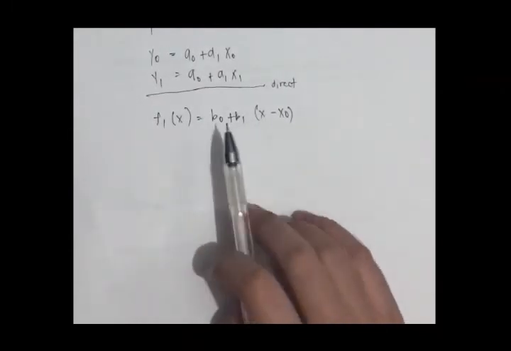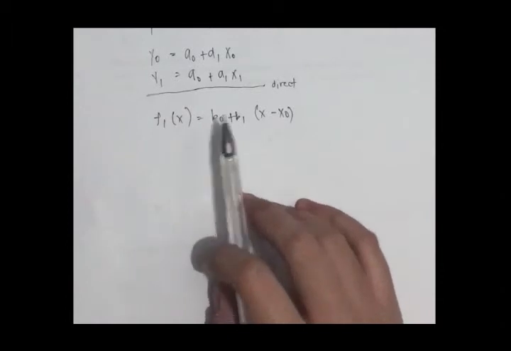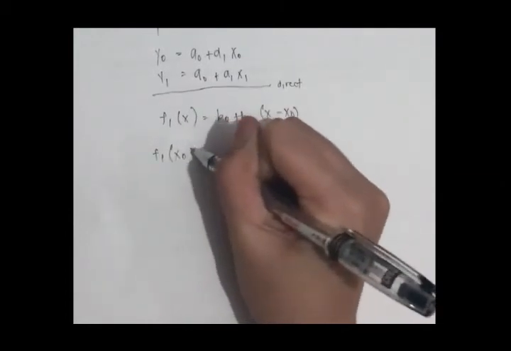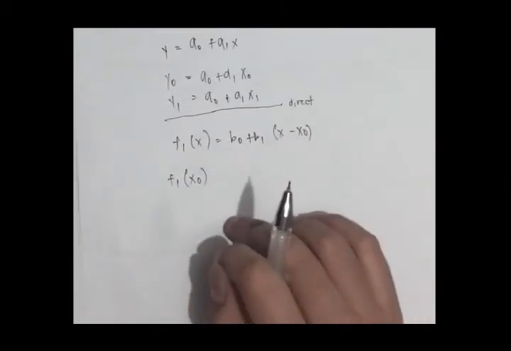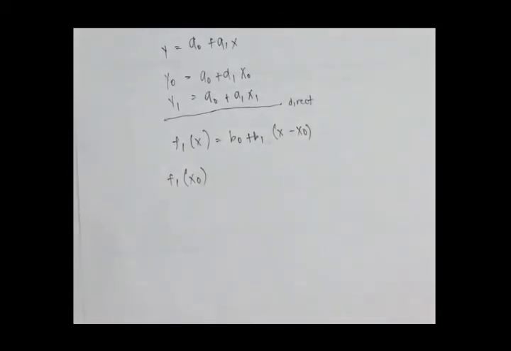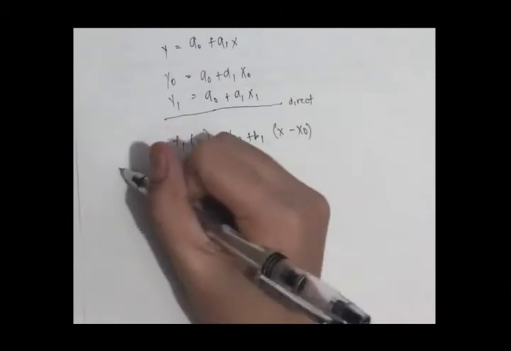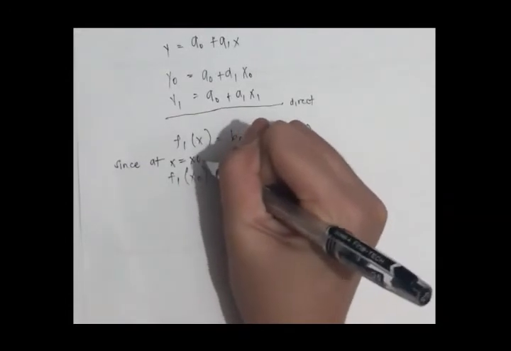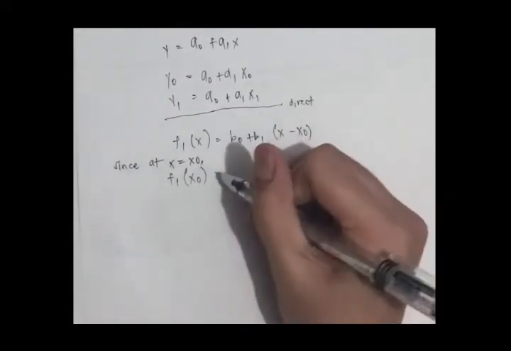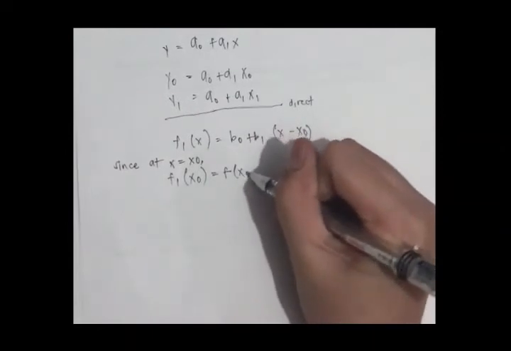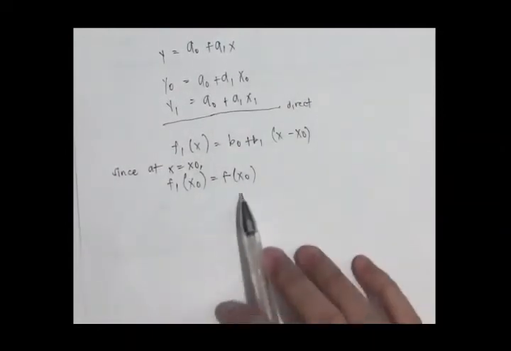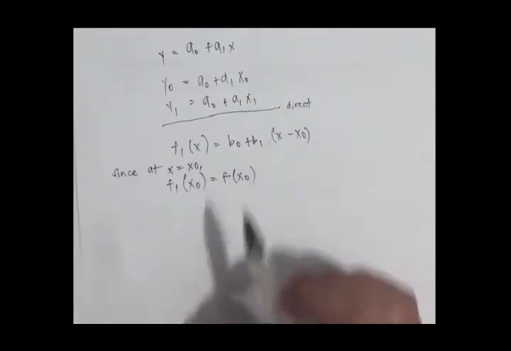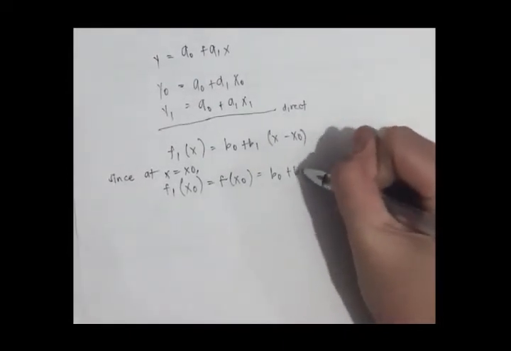Alam natin na ang value of the function at x sub 0 is the same as the function, wait lang, x sub 0, para mas malinaw, since at x equals to x sub 0, ito yung sinasabi ko. So, f of x sub 0, the same pa din siya. This is the same as the function at x sub 0, which is same as y sub 0, and will be equal to b sub 0 plus b sub 1.